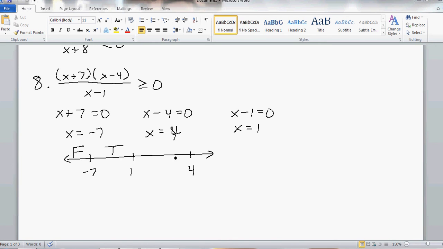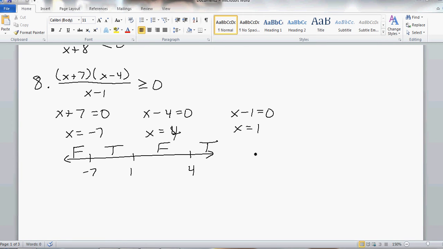I'm going to choose 2. Positive, negative, positive is negative. Negative is not greater than or equal to 0, so that part of it is false. And finally 5, if I choose a value up here, positive, positive, positive is greater than or equal to 0, so that would be true.